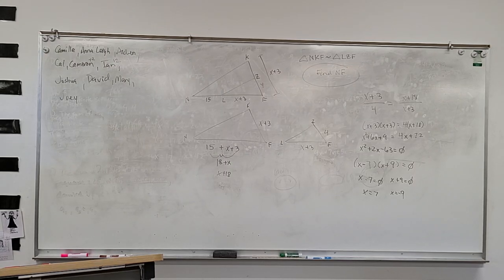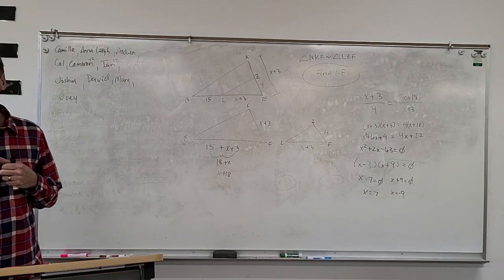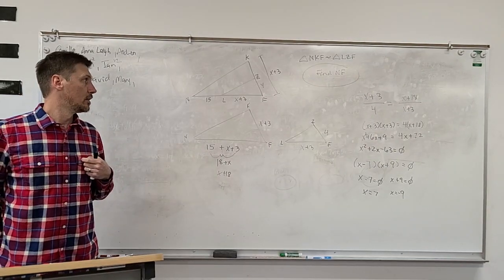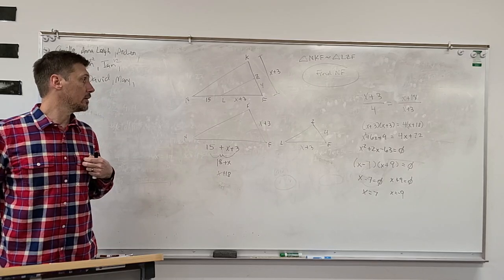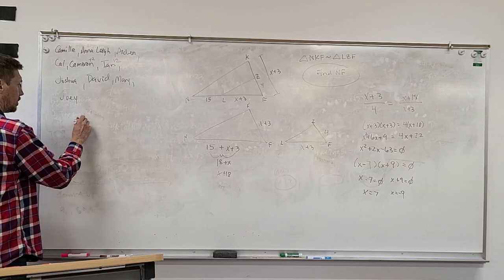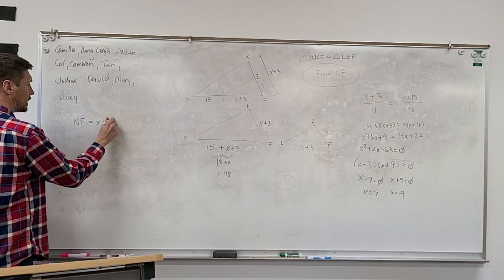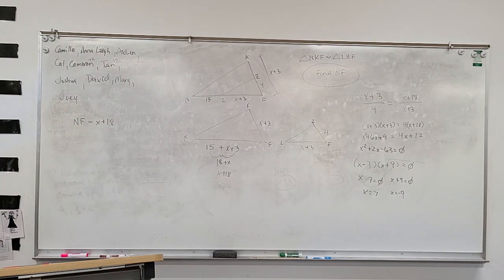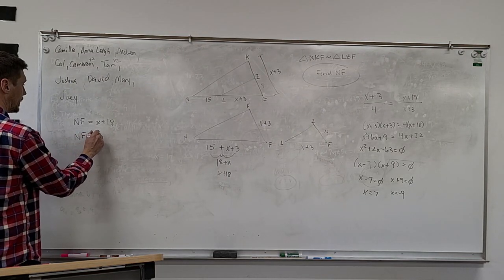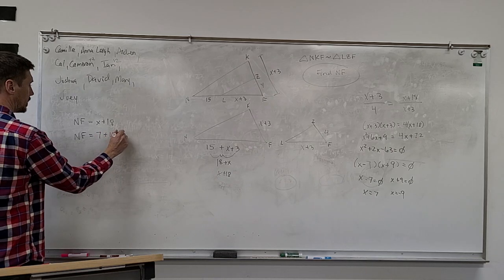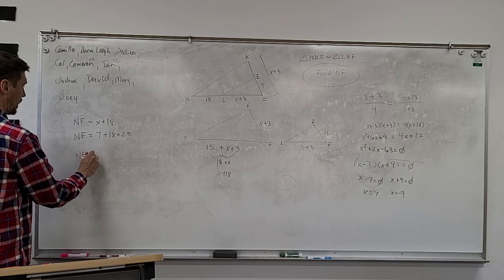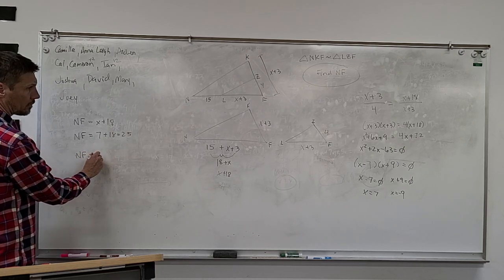But like I said, for this particular problem, there's actually only one answer. Why is that? This problem asked for what? NF. And we know that NF is equal to x plus 18, right? If I plug in the 7 for x plus 18, I get that NF is equal to 25, right? If I plug in the 9 for x plus 18, I get a negative 9.